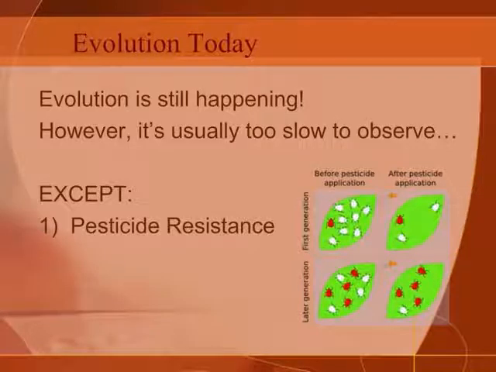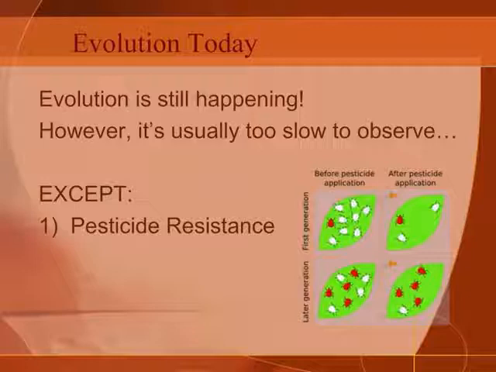People tend to mistakenly believe that evolution was something that happened a long time ago. Evolution, or change over time, is still happening. However, it's usually too slow to observe. But there are a couple of cases in which we can observe evolution. You have a place to write these examples in the top right corner of your graphic organizer.